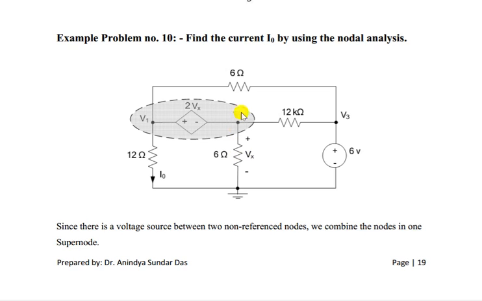Now say another problem. Say you have to find out the value of I0 flowing through this 12 ohm resistor using the nodal analysis method. Now you can see, we have two voltage sources. This is an independent voltage source, and a dependent voltage source. Now what happens? These two voltage sources do not have any common point. If there is a common point, that point we can consider as a reference node. But here, let us take the negative terminal of one of the voltage sources as ground.